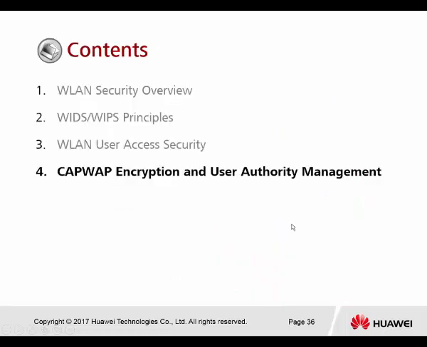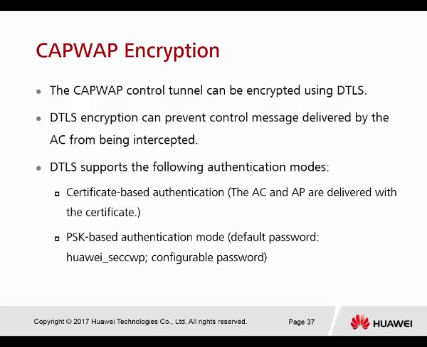The last one is CAPWAP encryption and user authority management. The CAPWAP control tunnel can be encrypted using DTLS. By default, the control tunnel doesn't use DTLS, so we have to enable that if we want to protect our information. Enabling DTLS can prevent the control messages delivered by the AC from being intercepted.